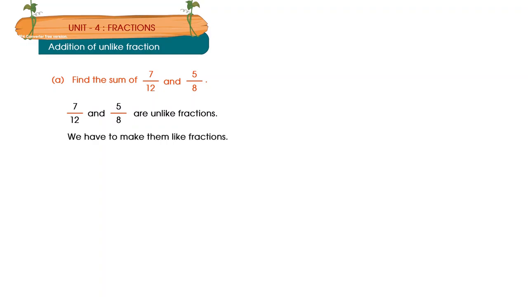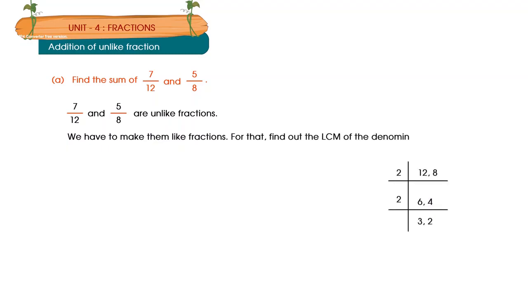Addition of unlike fractions. A. Find the sum of 7/12 and 5/8. 7/12 and 5/8 are unlike fractions. We have to make them like fractions. For that, find out the LCM of the denominators 12 and 8. LCM of 12 and 8 is equal to 2 into 2 into 3 into 2, which is equal to 24.